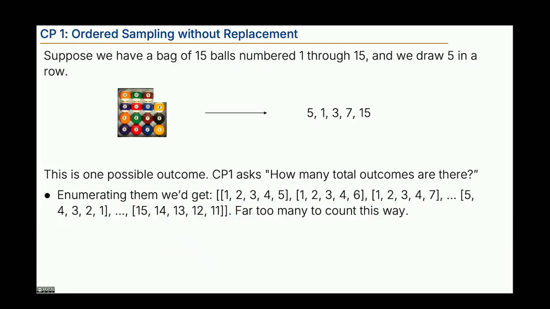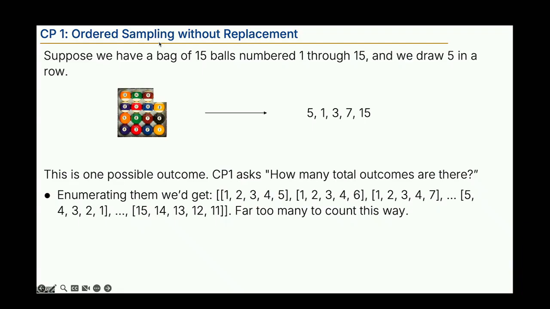And our first of our 4 problems is simply, how many total outcomes are there? So this is one outcome I could have gotten, 5, 1, 3, 7, 15. And I can actually list them out. So the first thing that could happen if we tried to come up with a natural order for these would be, I got 1, then 2, then 3, then 4, then 5. Like, lucky. Wow, what a combination. Maybe I got a 6 instead of a 5, and so forth. And I am going to be taking into account ordering. That's why this is called ordered sampling.